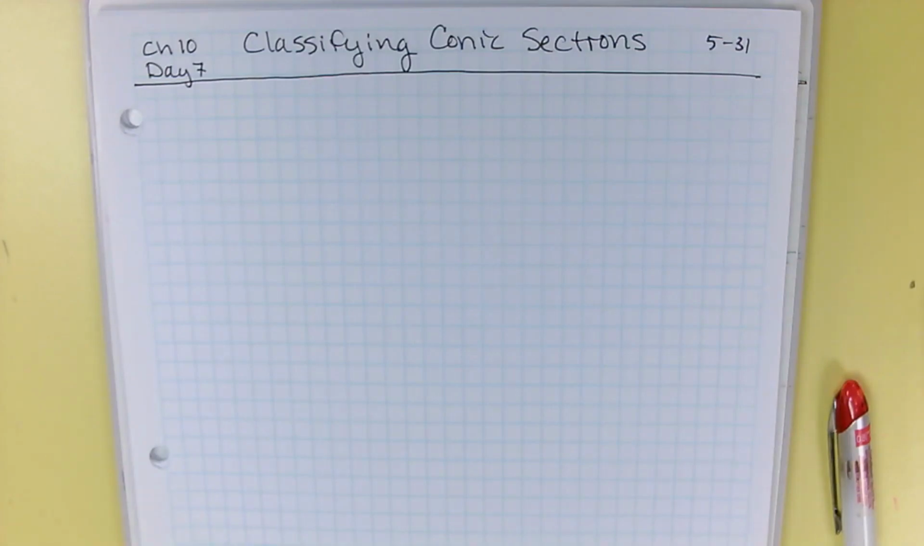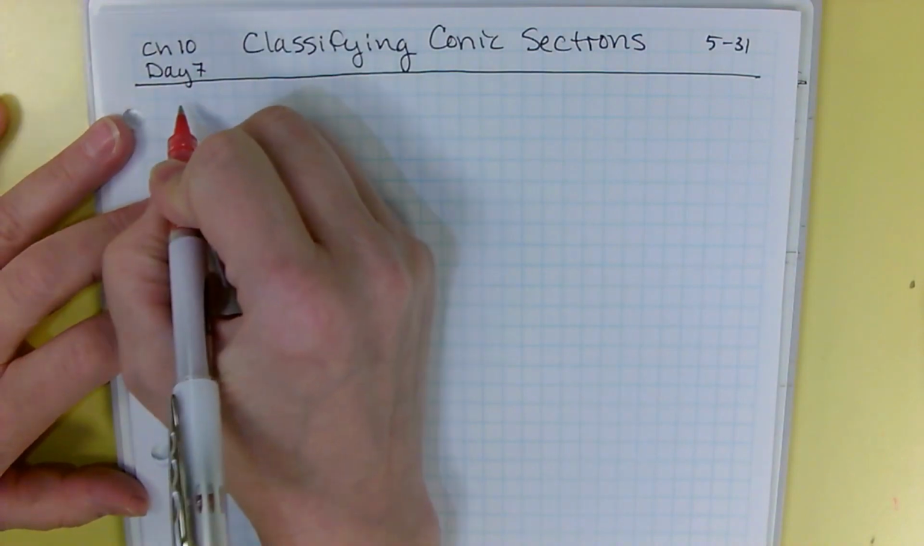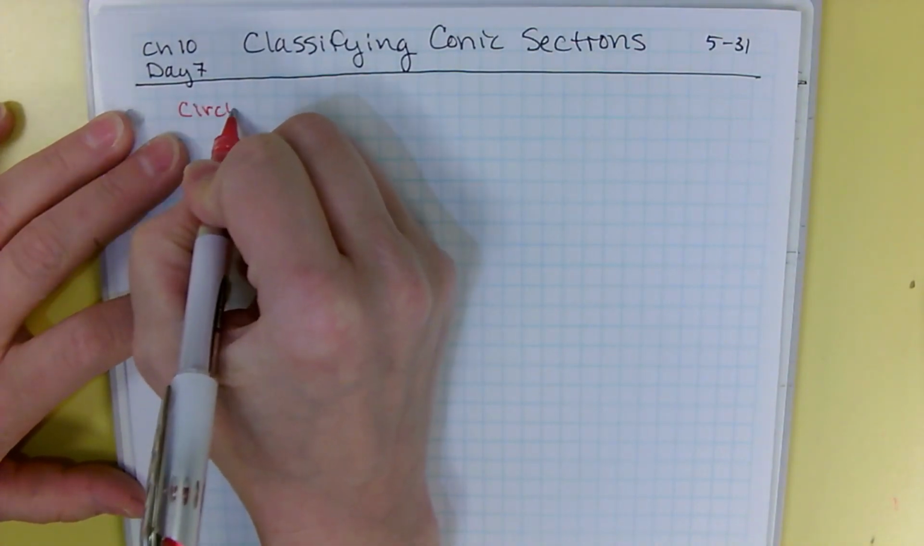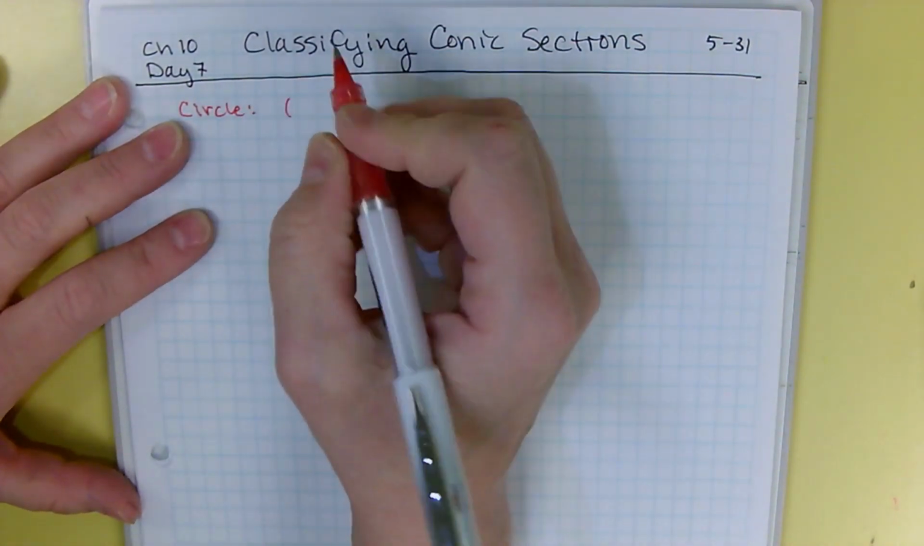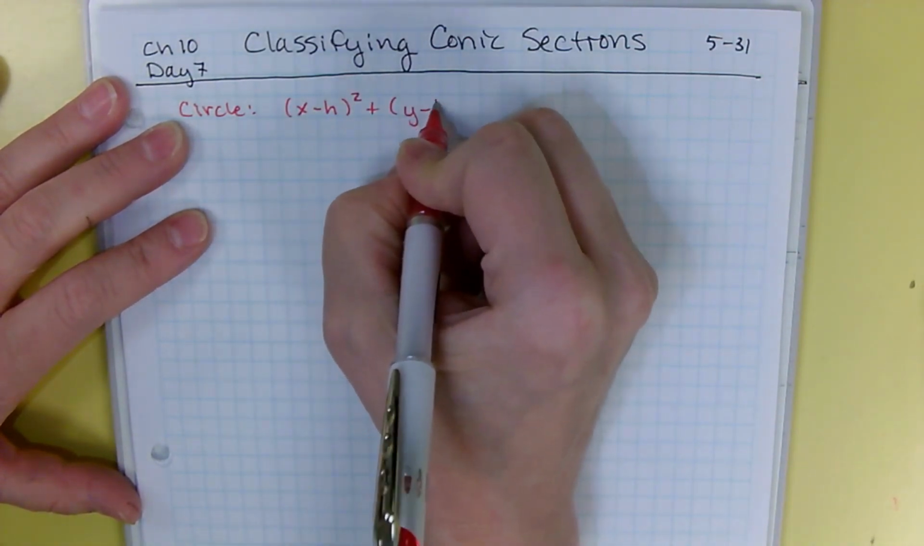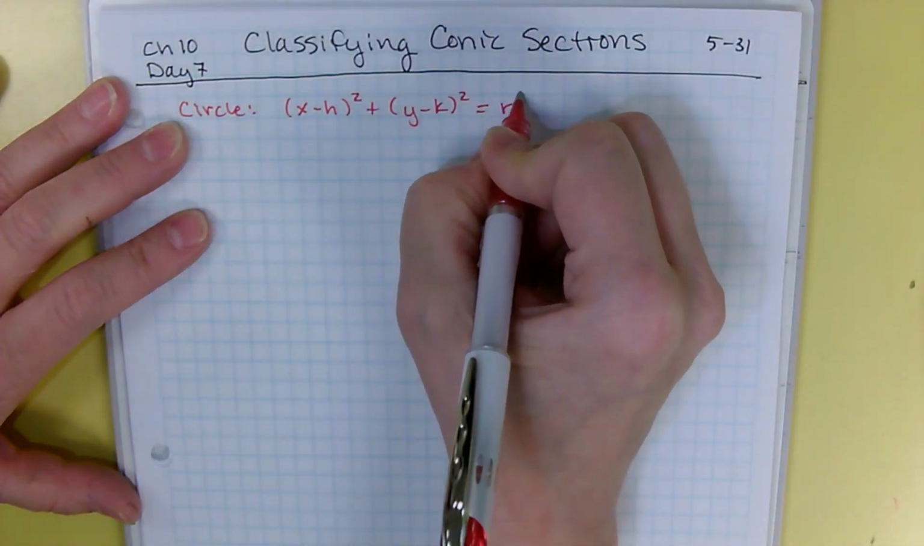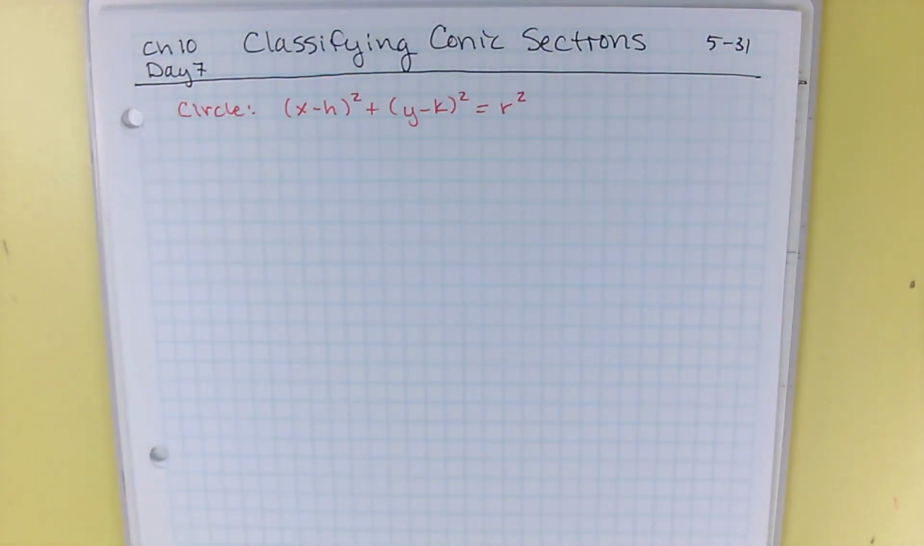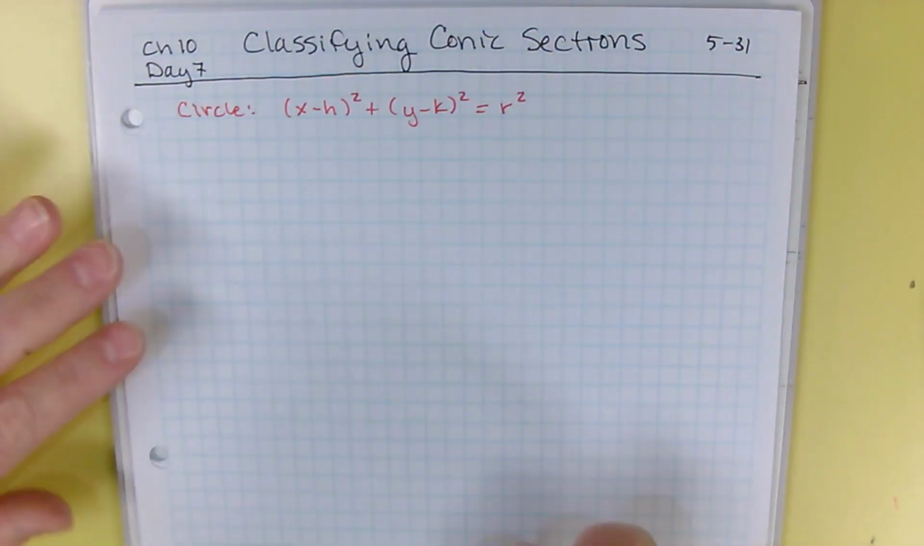With classifying conic sections, we're going to review our formulas. So a little review. Your circle formula is x minus h squared plus y minus k squared equals r squared. And there's only one formula for a circle, which is nice.